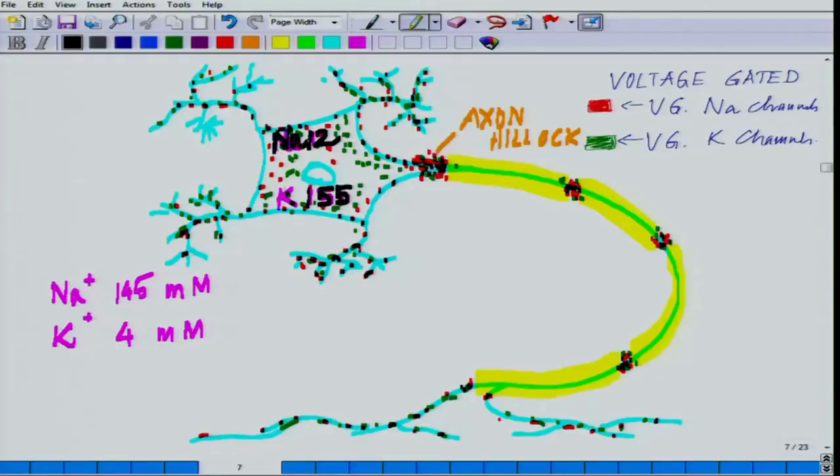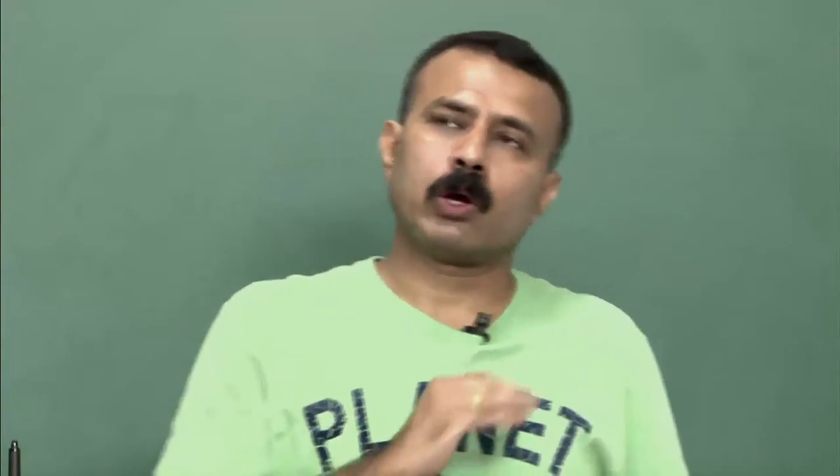This is your sodium, this is your potassium. Looking at the sheer numbers, you can understand that if sodium is 12 inside and 155 outside, then most likely sodium from outside will try to rush inside the cell, but this is being continuously prevented, not allowed.